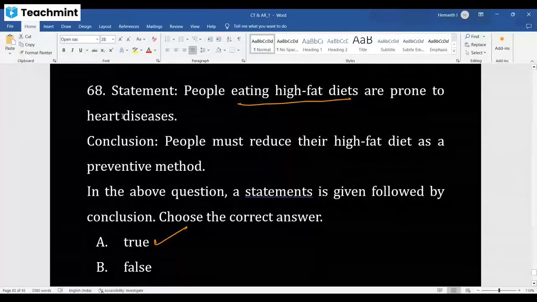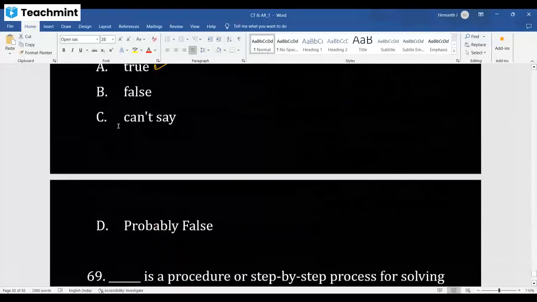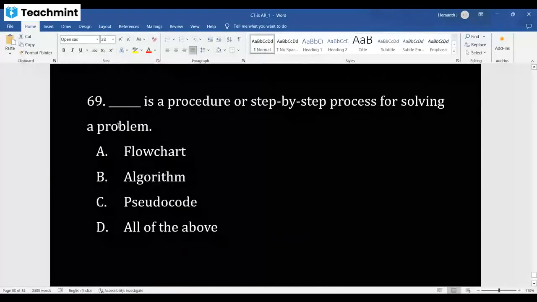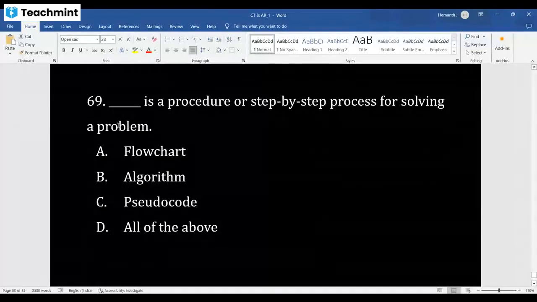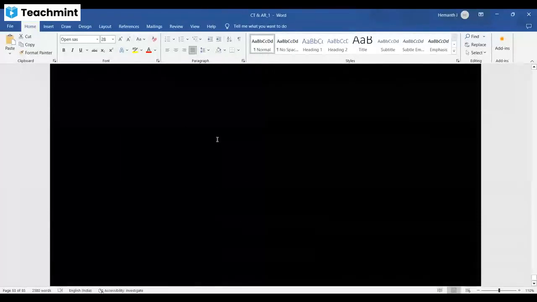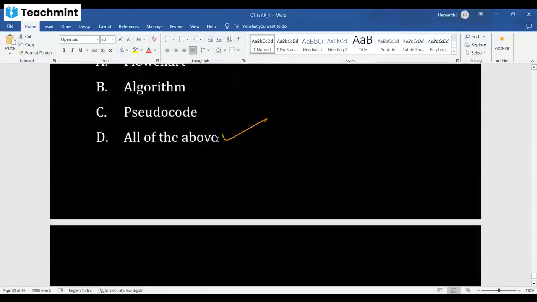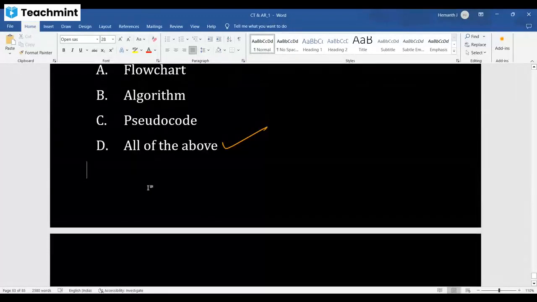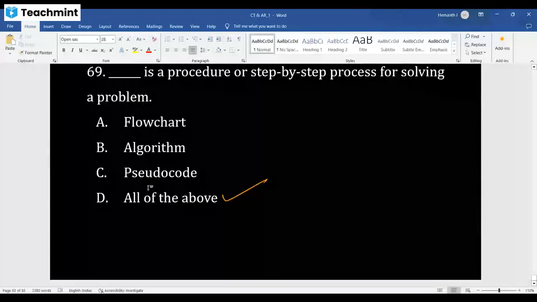We shared already these questions. You just go through it once. Okay. Now again, dash is a procedure, a step-by-step process for solving a problem. I think same question we already discussed. All the above. Right. So this is all one set where people are done with their tasks.